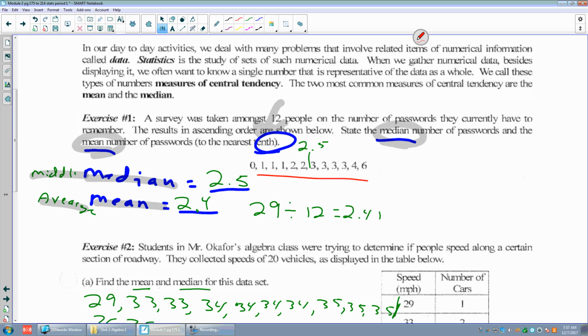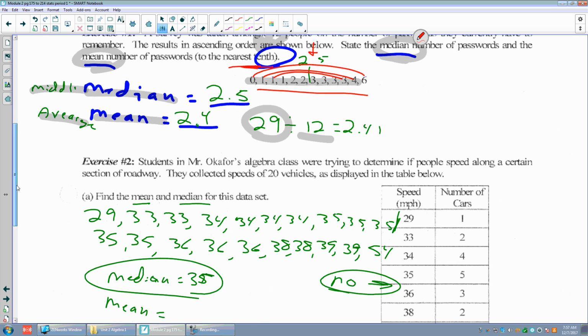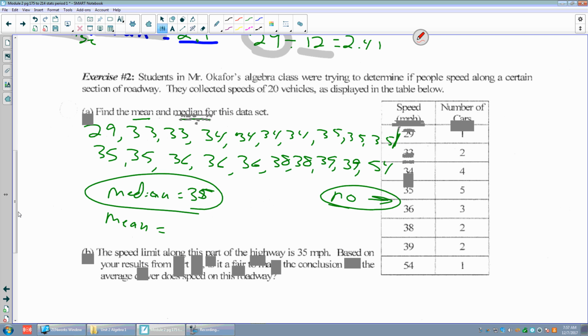They're already ordered from least to greatest. Find the middle number, pairing up the ends. We see that it is 2.5, and write it down. Add up all the numbers. They equal 29. Divide by 12 because there are 12 numbers, and it's 2.41, but it says round to the tenth, so it's 2.4.